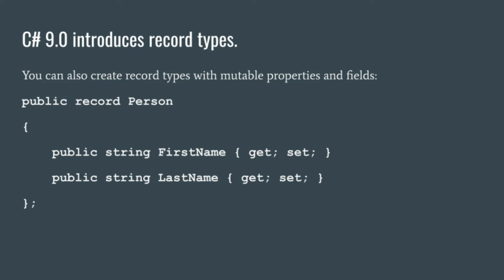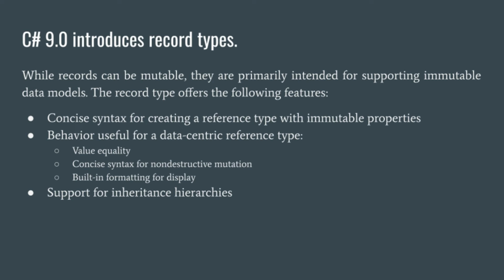You can also create record types with mutable properties and fields as follows. While records can be mutable, they are primarily intended for supporting immutable data models. The record type offers the following features.